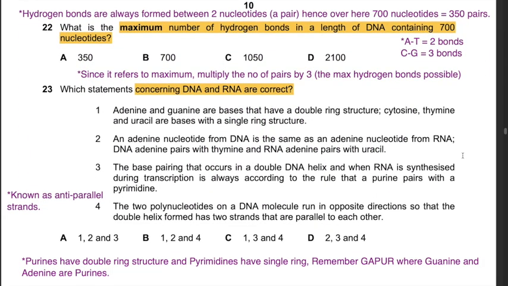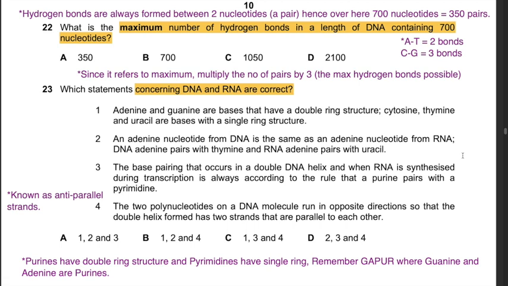Question 22. What is the maximum number of hydrogen bonds in the length of DNA containing 700 nucleotides? Hydrogen bonds are always formed between two nucleotides or a pair of nucleotides. Hence, over here, if there are 700 nucleotides, that means there are 350 pairs. How do you find out how many pairs are there? Well, 700 divided by 2 will give you the number of pairs. So that is 350 pairs.